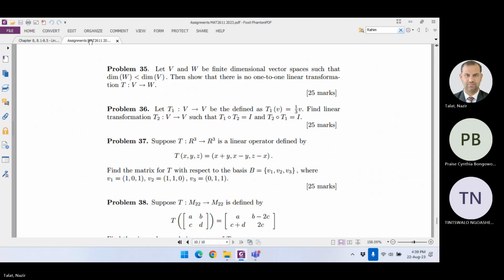Let V and W be finite dimensional vector spaces where the dimension of W is less than the dimension of V. Then show that there is no one-to-one linear transformation T from V to W. If you look at the example, T is like a mapping from R3 to R2 or R3 to R1, where the dimension of R3 is 3 and the dimension of R2 is 2.